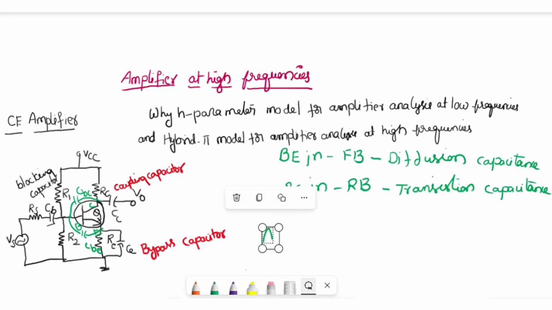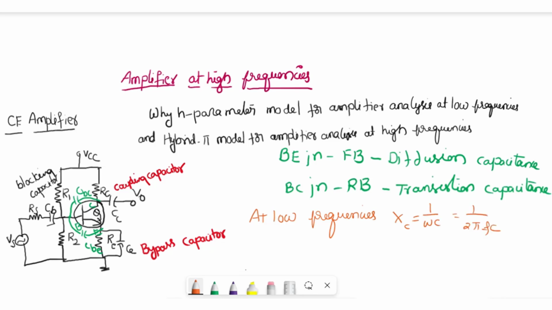Now let me explain what will happen at low frequencies. At low frequencies, what happens to the capacitor reactance? Reactance of the capacitor Xc is equal to 1 by omega C, that is equal to 1 by 2 pi fC. So when the frequency is low, Xc becomes high. So what happens if Xc is high? If Xc is high, means the reactance is high, then the capacitor acts as open circuit.